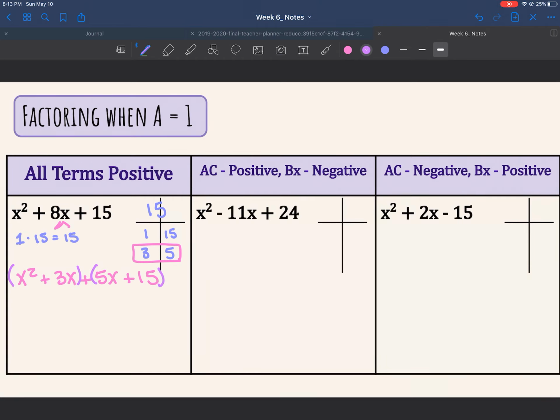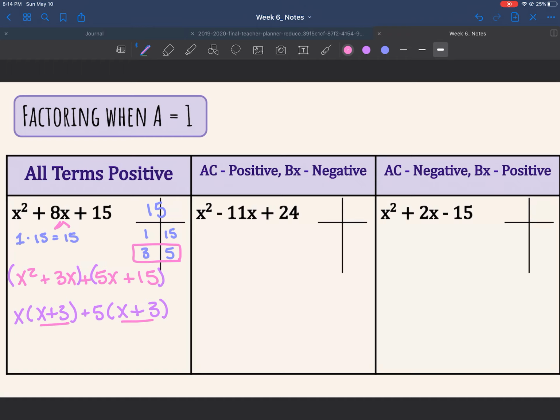So if you notice in the first one, I can pull out an x, and I'm left with x plus 3. In the second one, I can pull out a 5, and I'm left with x plus 3. And I know I factored these right because we end up getting the same thing inside the parentheses.